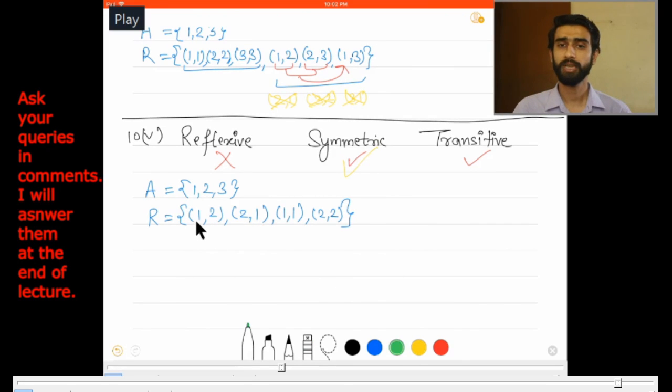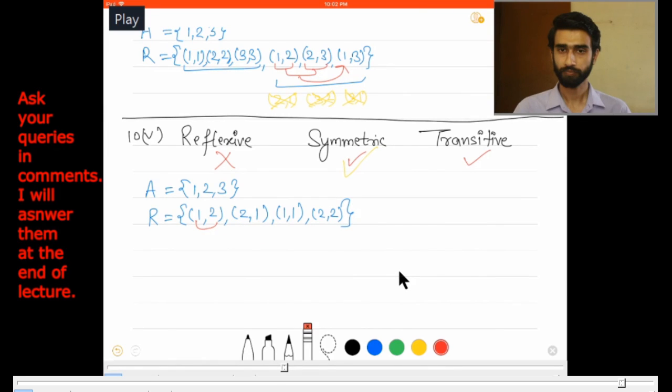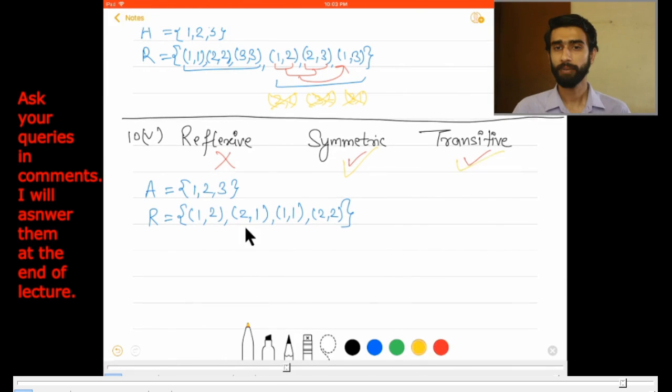Now this is symmetric because (1,2) is there, (2,1) is there, and this is transitive because 1 related to 2, 2 related to 1, so the first should be related to the third. I have (1,1). And you can also say in this that 2 related to 1, 1 related to 1, so the first to the third, (2,1) should be there. And (3,3) is not here, so this is not reflexive. I hope this is clear.